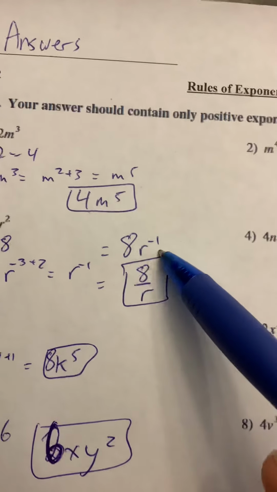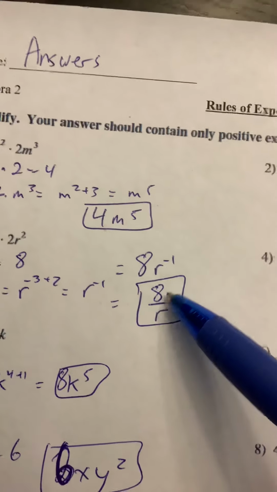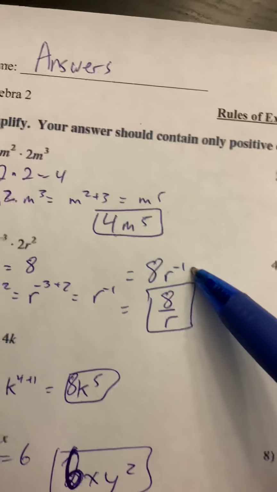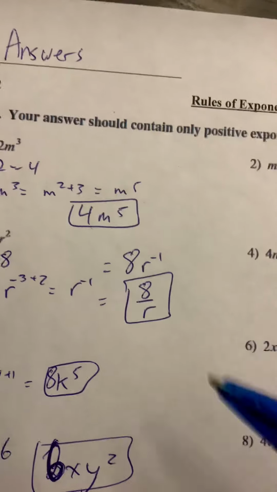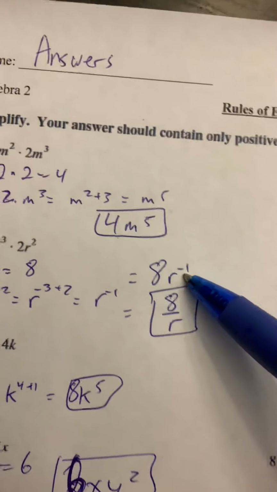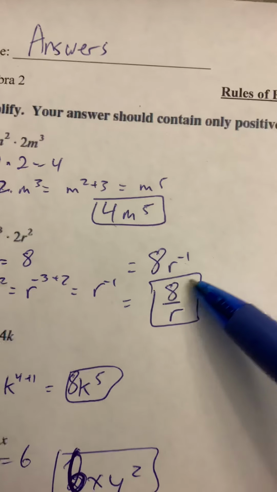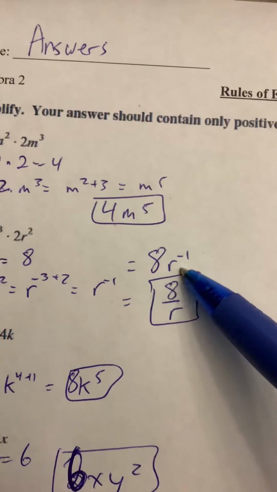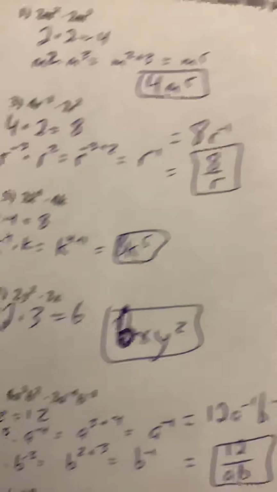Now, with a negative exponent, what that means is we're going to move that to kind of like the denominator, is one way to think about it. What it really means is we're going to take the reciprocal, but that's the lesson that was on Tuesday the 17th. So we'll talk more about that then. But we have 8r to the negative first power, which just means we keep the 8 as is, because that's not being raised to the negative 1 power. And the r moves to the denominator. So we get a final answer of 8 over r.